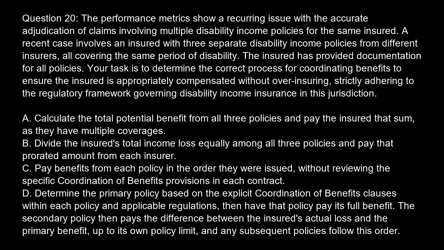Option A. Calculate the total potential benefit from all 3 policies and pay the insured that sum, as they have multiple coverages. Option B. Divide the insured's total income loss equally among all 3 policies and pay that prorated amount from each insurer. Option C. Pay benefits from each policy in the order they were issued, without reviewing the specific coordination of benefits provisions in each contract. Option D. Determine the primary policy based on the explicit coordination of benefits clauses within each policy and applicable regulations, then have that policy pay its full benefit. The secondary policy then pays the difference between the insured's actual loss and the primary benefit, up to its own policy limit, and any subsequent policies follow this order.